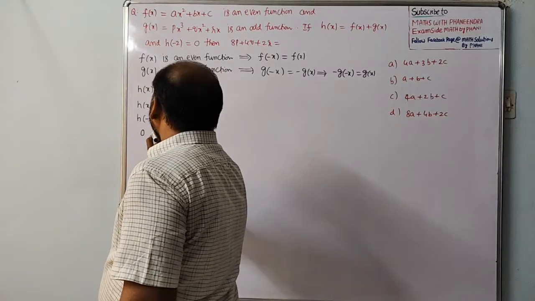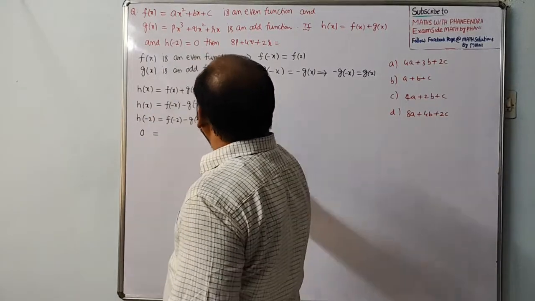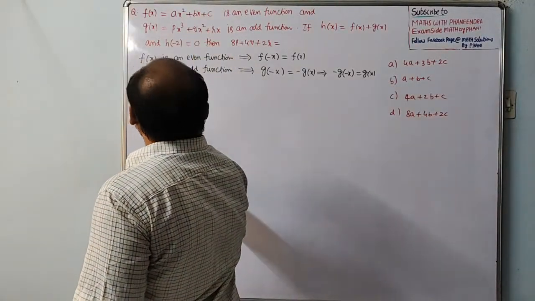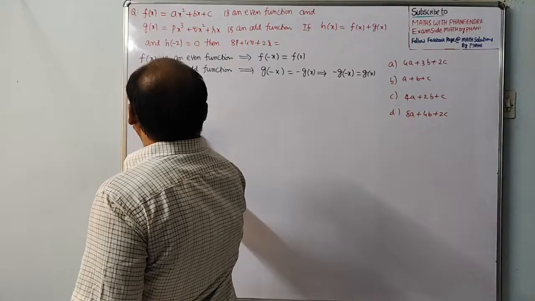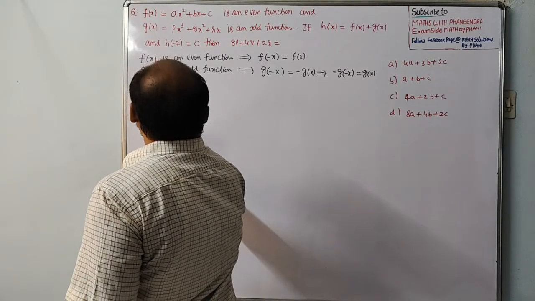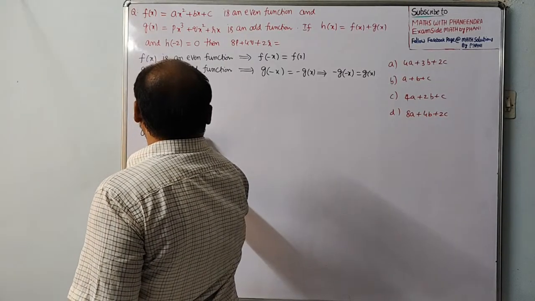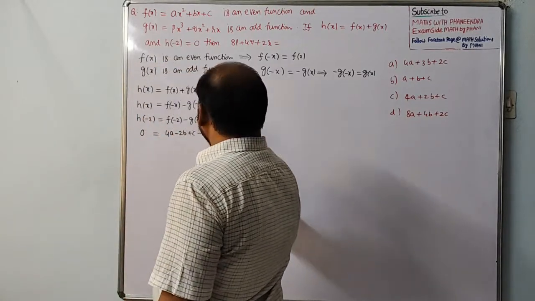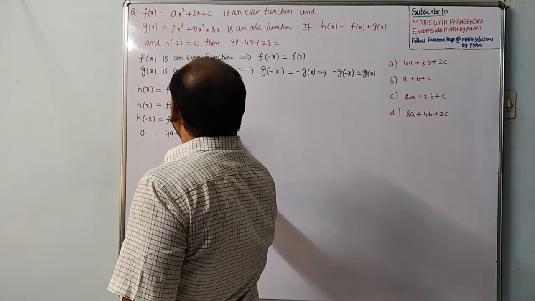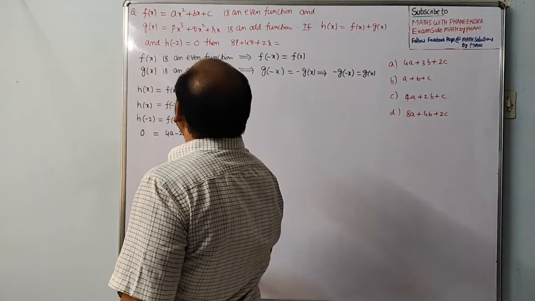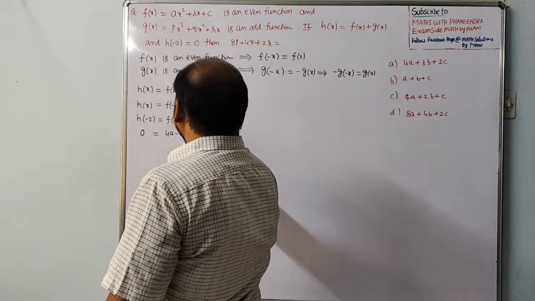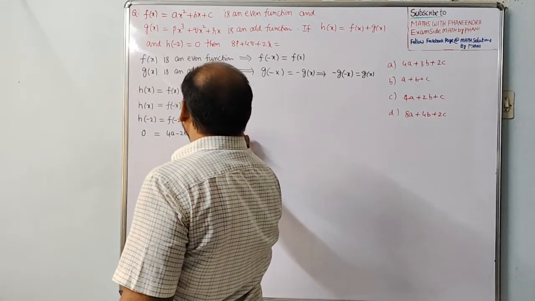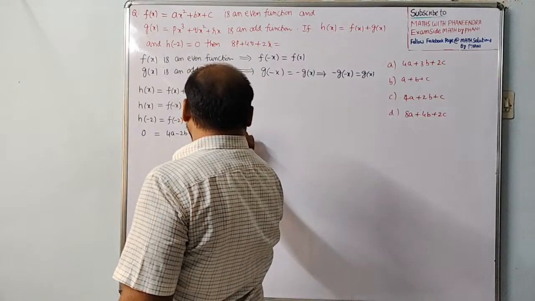So h of minus 2 value is 0 only, no? f of minus 2: wherever x is there, replace with minus 2. So what comes here? x square, so minus 2 square is 4a will come. Next, minus 2b plus c, minus g of 2. So 8p plus 4q plus 2r.